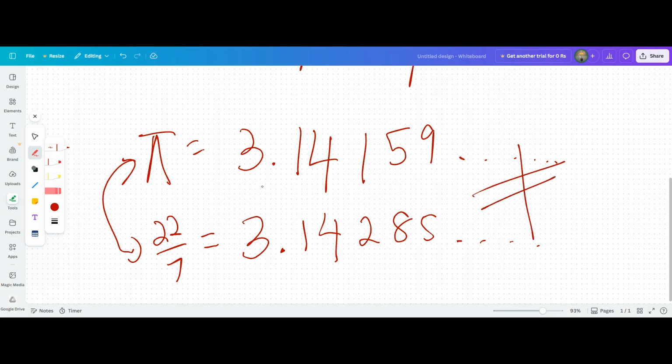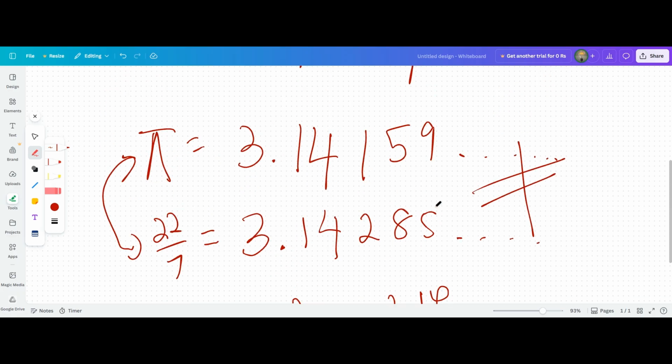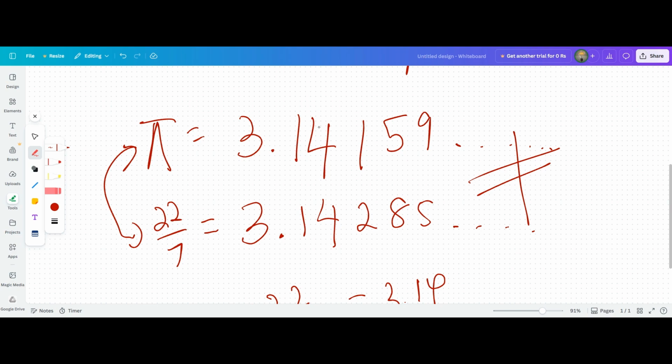You might think it's 3.14, almost the same. Yes, at the school level it is okay. For simplicity we can use 22 by 7, which is equal to roughly 3.14. But if you look closely, after three decimals it changes. It goes like 159, here it goes like 285. So you might think it's okay to take 22 by 7 for pi, but it's dangerous.